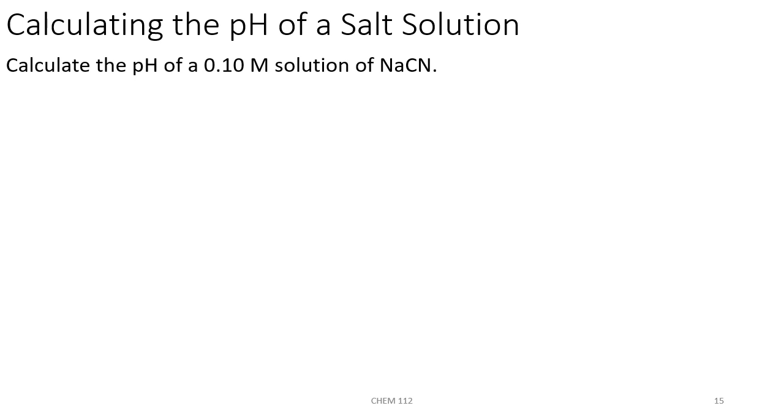So just like we did before, if we break this up into its components, Na+ and CN−, we have the sodium ion, which would come from something like sodium hydroxide, so a strong base, it'll be neutral. And then we have the cyanide anion, which comes from a weak acid, hydrocyanic acid. So the conjugate base of a weak acid is weakly basic. So that cyanide anion is going to be basic and contribute to changing the pH of the solution. It'll interact with water in a hydrolysis reaction.